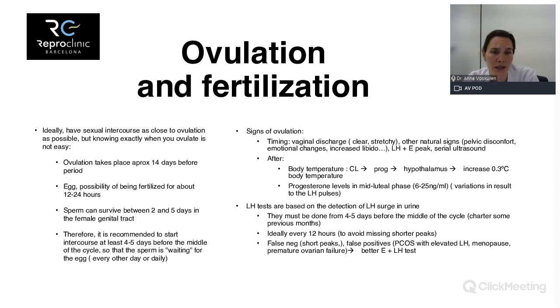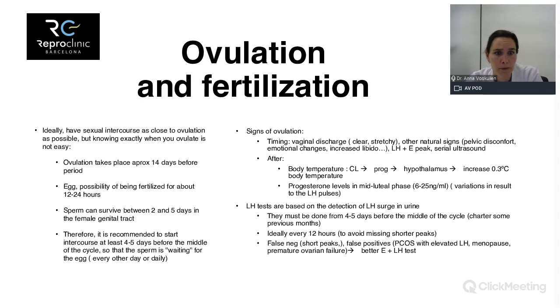What we do know is that the body temperature will increase because the corpus luteum, that was this card that I told you in the ovary after ovulation, produces progesterone, and this stimulates the central nervous system to increase the temperature of the body. Okay, and then also we can test progesterone levels in the mid-luteal phase, which is 7 days after ovulation, and see if it's positive or not. And with that, we can be sure whether we have ovulated or not.